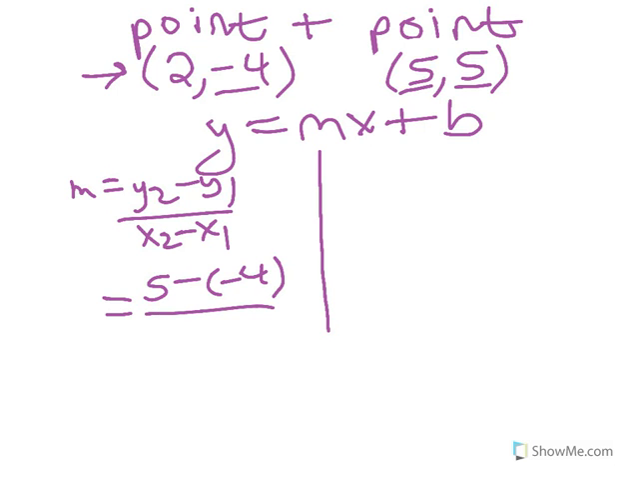5 minus -4 is 9. 5 minus 2 is 3. 9 over 3 is 3. The y value goes up 3 units every time the x value goes up 1 unit. My slope is 3. Now I need to find my intercept.